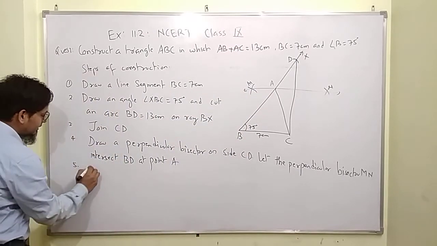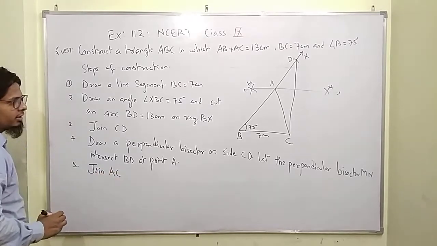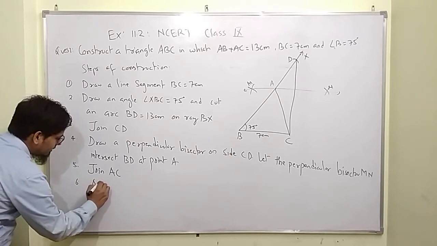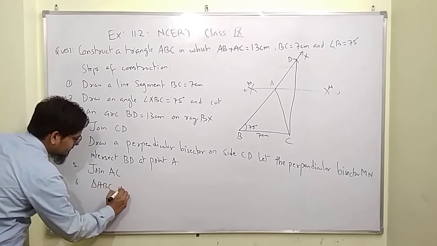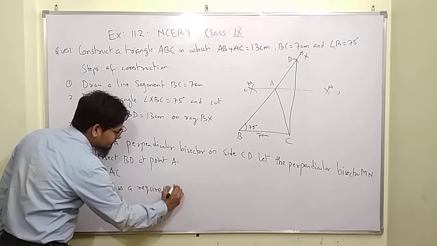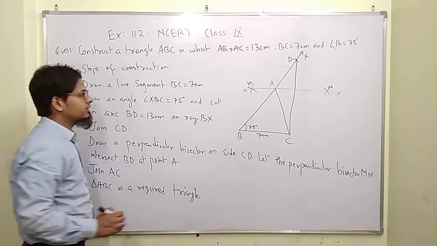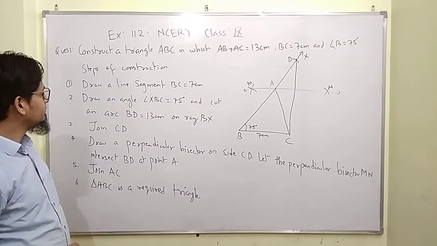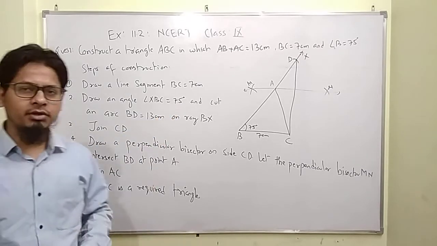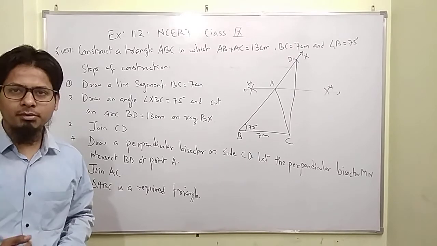In the next line, join AC, and triangle ABC is the required triangle. This is the complete step of construction and the drawing. Class, now you try it, and copy down the steps of construction.